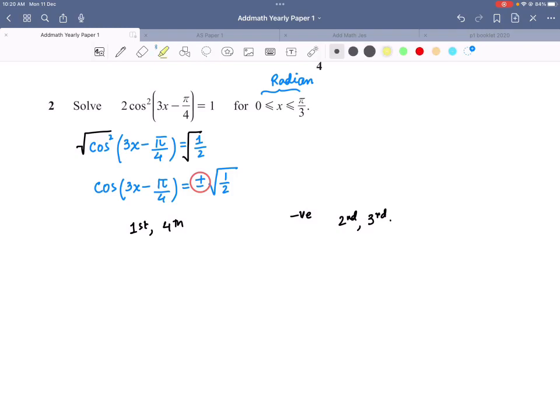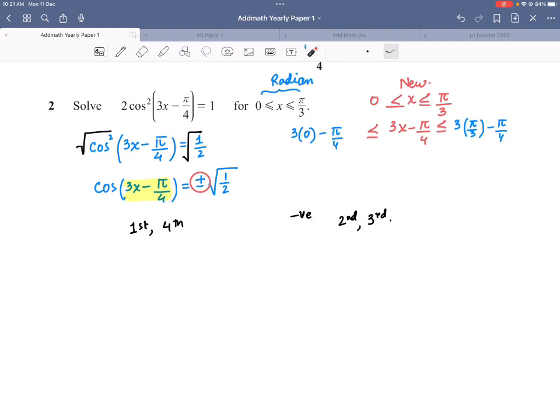Secondly, the range in this question has been modified. It's 3x minus pi over 4. So what I will find first is the new domain for it. When it was x, we got the interval from 0 to pi over 3. But we have the modified domain, 3x minus pi over 4. So we need to place the lower value and the upper value of x in this interval. If we place x equals 0, it will be 3 times 0 minus pi over 4, and if we place x equals pi over 3, it will be 3 times pi over 3 minus pi over 4. I placed the lower value into x to get the lower interval, and the upper value into x to get the upper interval.